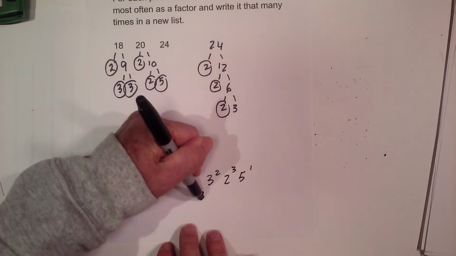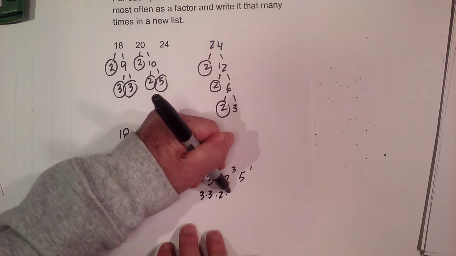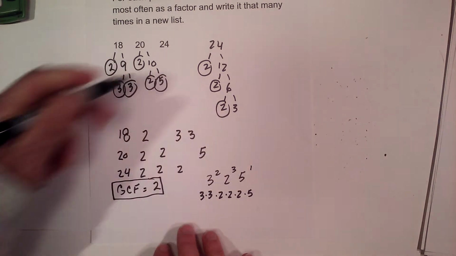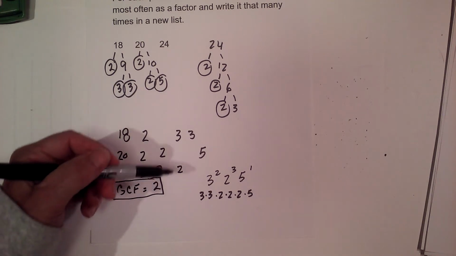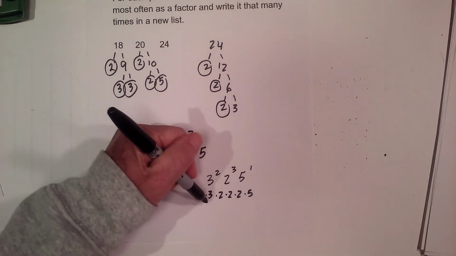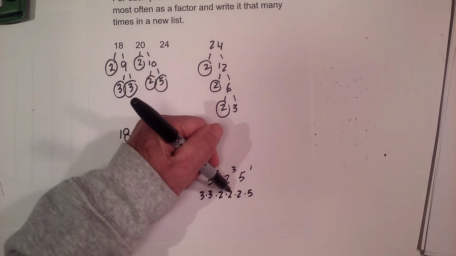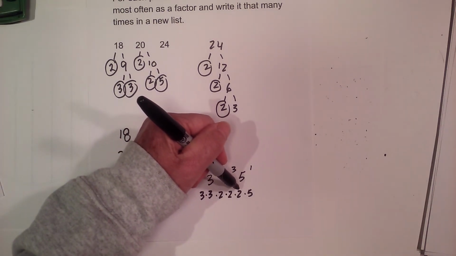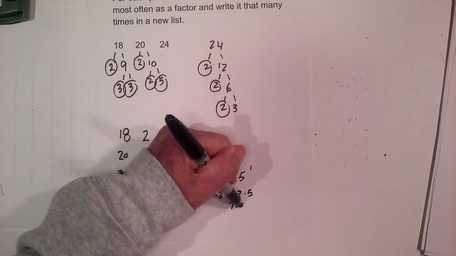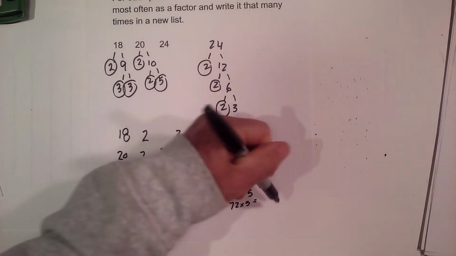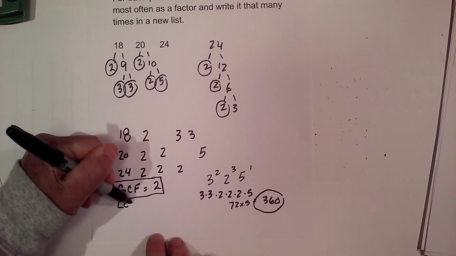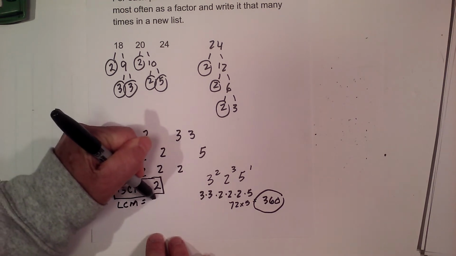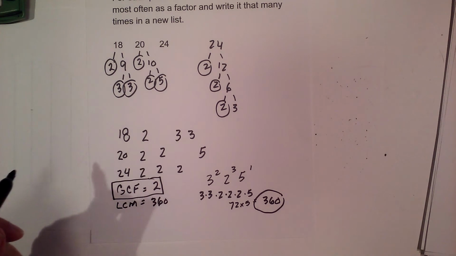So I'm going to rewrite this. We have 3 times 3 times 2 times 2 times 2 times 5. Okay, let me double check my work. And so now I just multiply. 3 times 3 is 9. Then that's 18, 36, 72. And then 72 times 5 equals 360. So the LCM for these 3 numbers, 18, 20, and 24, is 360. I'm going to work 9 more examples, and so hopefully by the end you'll be able to figure this out.